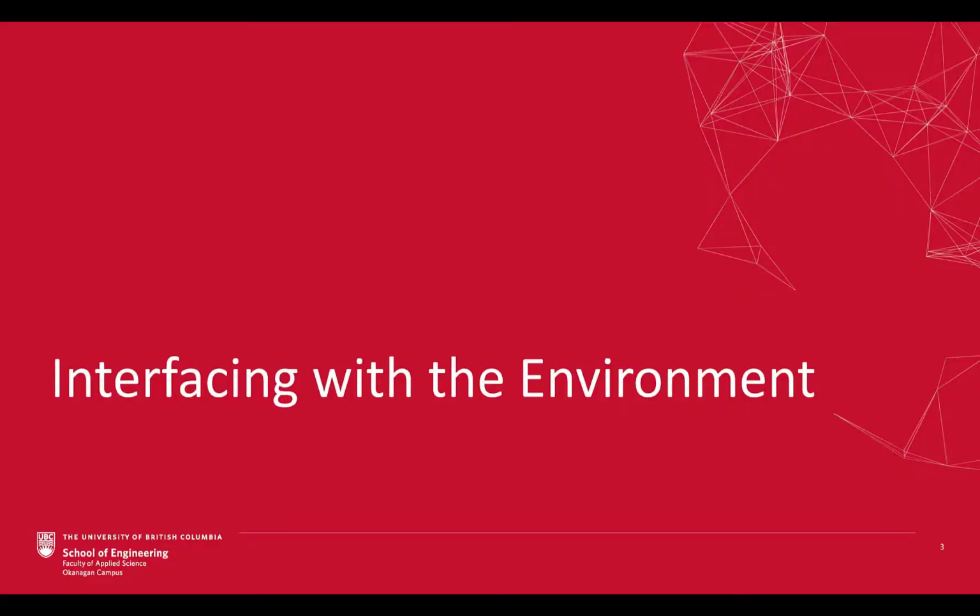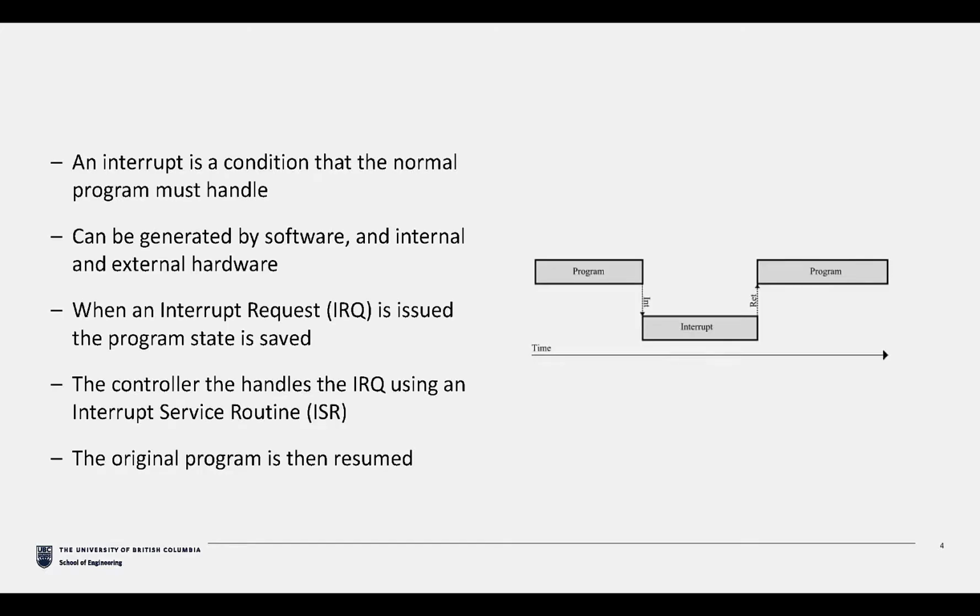Oftentimes, an embedded system must accept some form of signal from the outside world, whether that be from a user or a sensor. This can be done in a number of ways, but generally the most effective method is through the use of interrupts. An interrupt is a condition outside the normal program that the microcontroller must handle through the use of an interrupt service routine, or ISR. These interrupt signals can be generated by software, such as through a timer, or by internal or external hardware. For example, a keyboard or a clock.